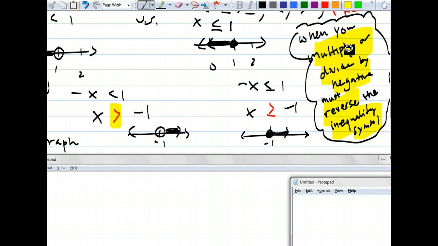It's like negative x is not equal to 1, but we don't have that. Not equal to is not an inequality in this sense. So that's very different.